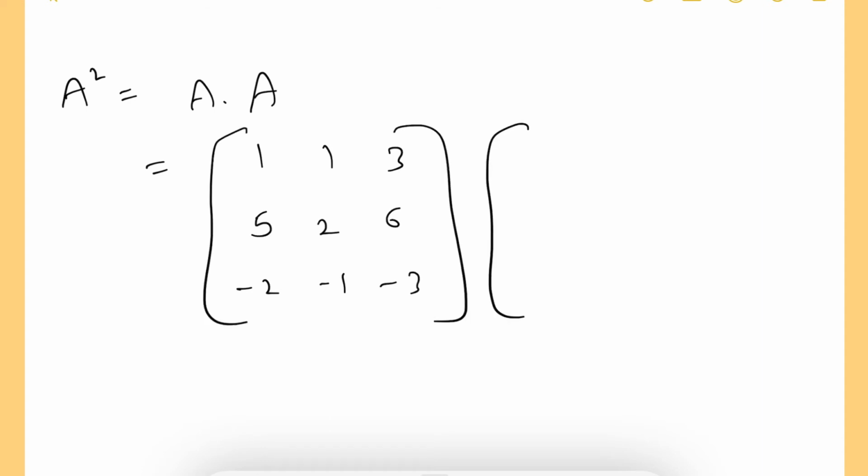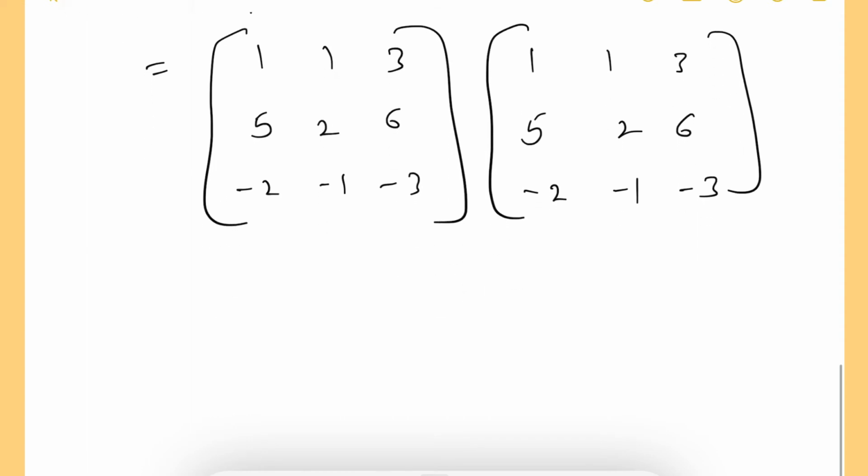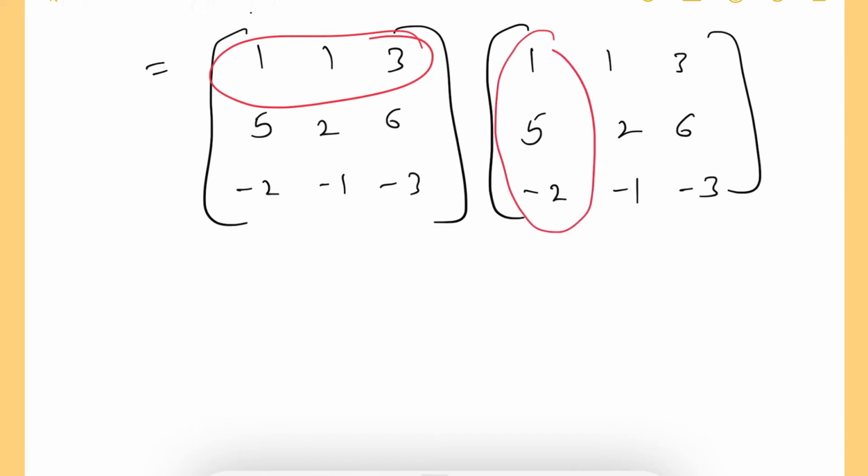Then A matrix is given as 1, 1, 3, 5, 2, 6, minus 2, minus 1, minus 3. This we need to multiply again with the same matrix 1, 1, 3, 5, 2, 6, minus 2, minus 1, minus 3. Okay, let us multiply this now. First row multiplying with the first column. 1 ones are 1, plus 1 fives are 5, 3 into minus 2 is minus 6. Next, first row multiplying with the second column.